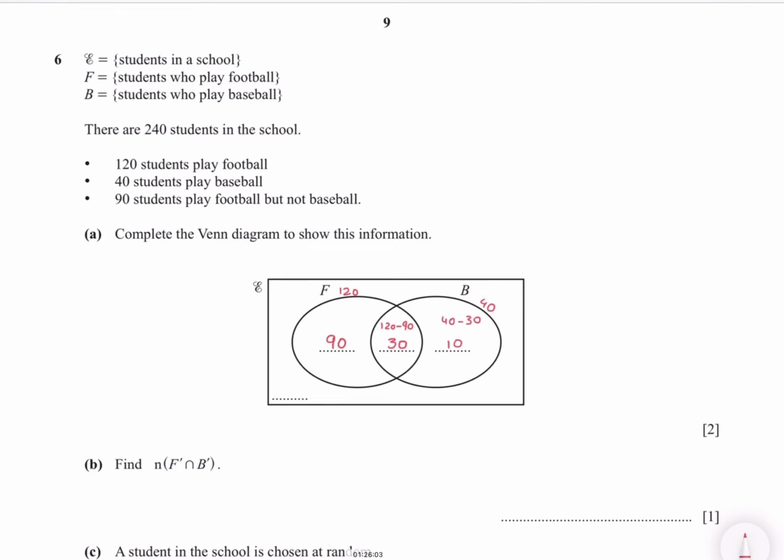And now add 90, 30 and 10. So 130, so subtract it from 240. So these are the students, 110, who are neither in football nor in baseball. Number of F complement intersection B complement: it means the students who are neither in football nor in baseball, so they are 110.